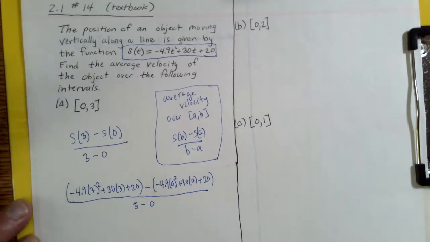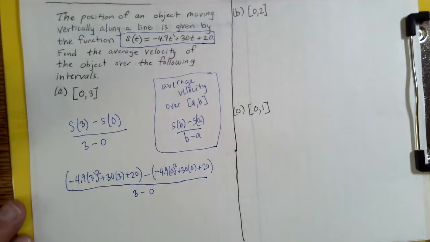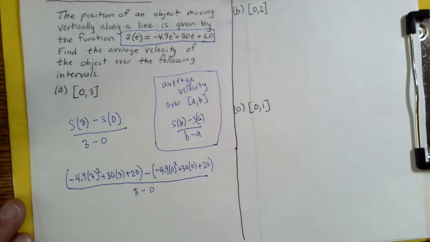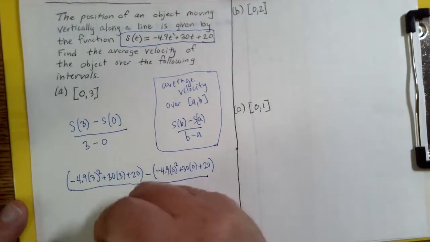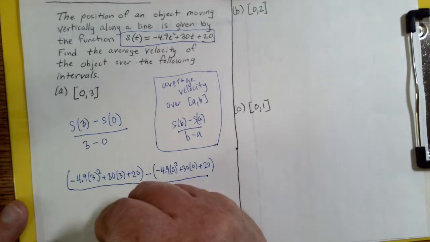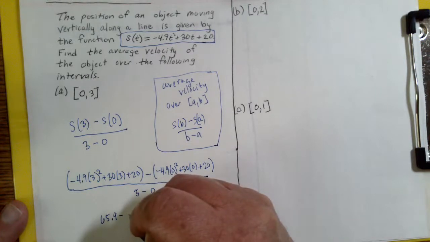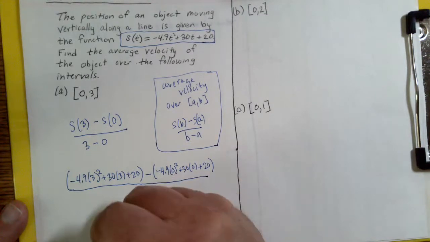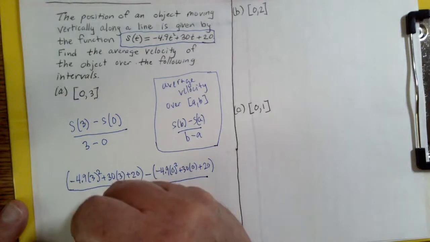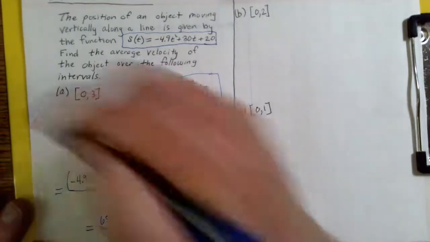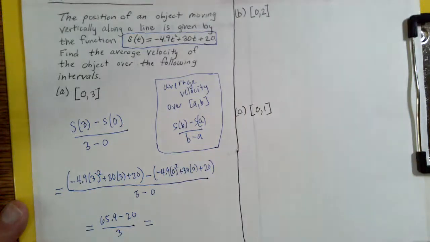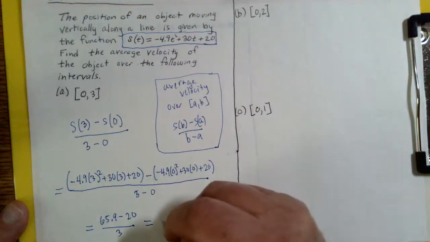Now, the expression we have here simplifies to 65.9 minus 20 over 3, which is equal to 15.3 when we simplify that.